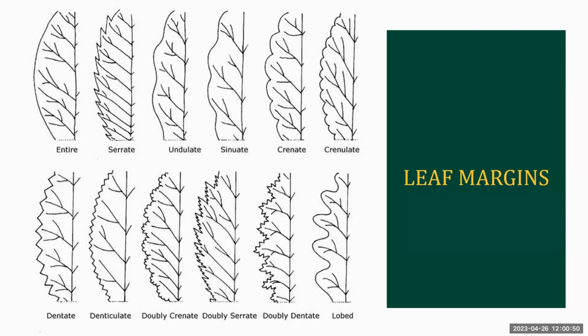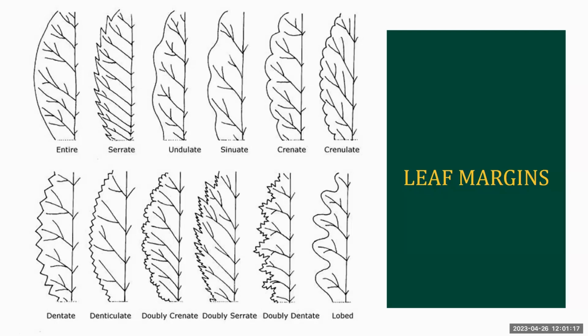And then lastly, we have crenate, pretty much the same as dentate, but in this case, the teeth tend to be rounded. And so crenate would be right up here in this top right corner. You can see that they're rounded. I can't think of any trees in North Dakota off the top of my head that have this margin type, but an example of a forb that does have this is ground ivy. So it's got these rounded teeth on the outside.